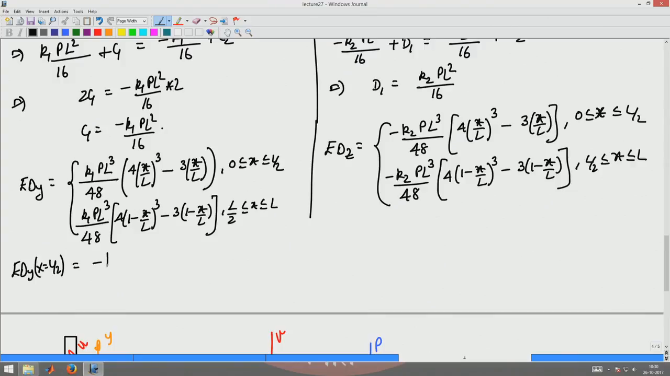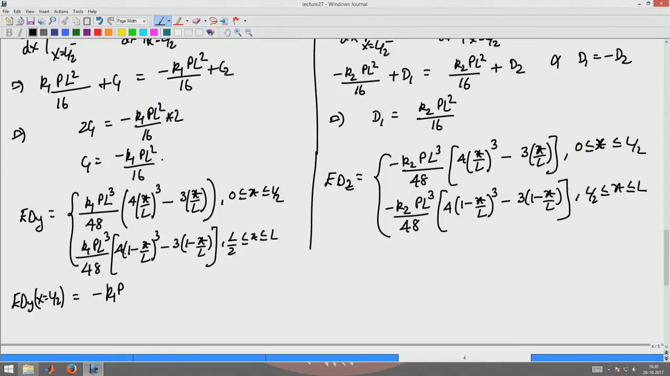This you will find is minus k1 p L cube by 48. And similarly here you will find that E of delta z at x equal to L by 2 is k2 p L cube by 48, because it is 1 by 2 minus 3 by 2, which is minus 1. So this one with the negative sign becomes positive for delta z, and it is negative for delta y because there is no negative sign in front of delta y. So, what does this mean?